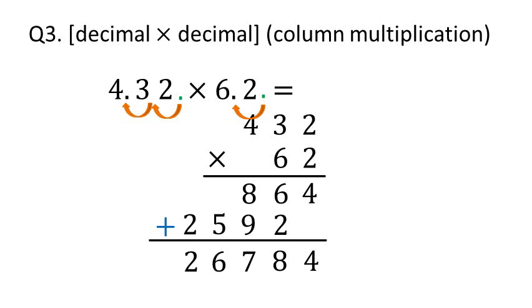Now we can place the decimal point at the right end of 26,784. Then we move the decimal point 3 places to the left. So the answer is 26.784.